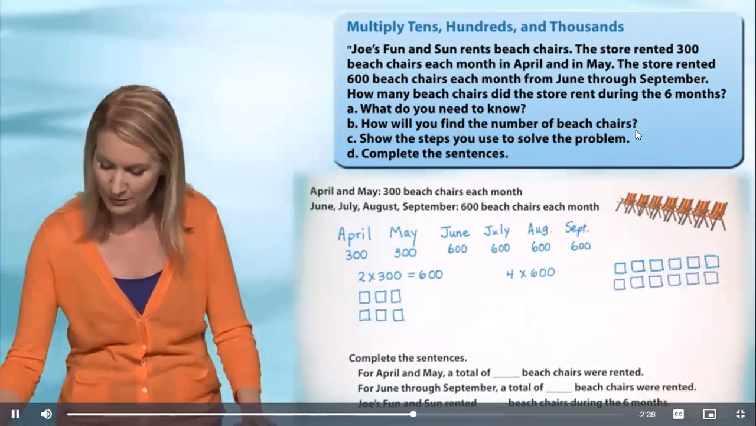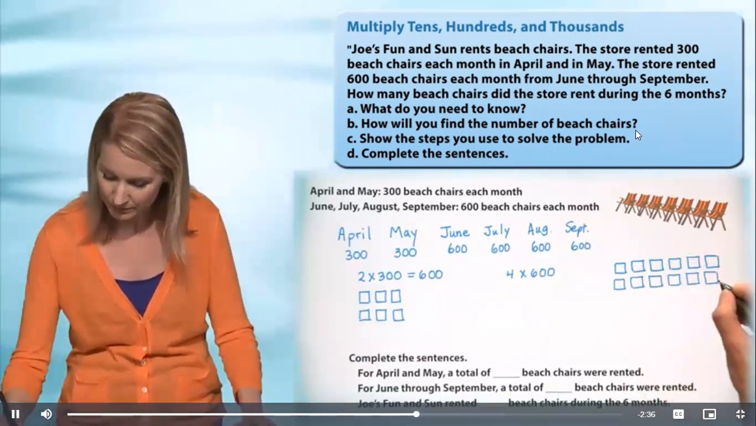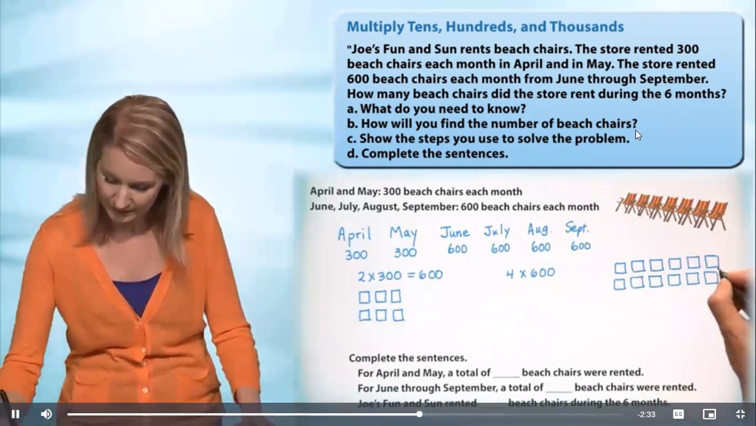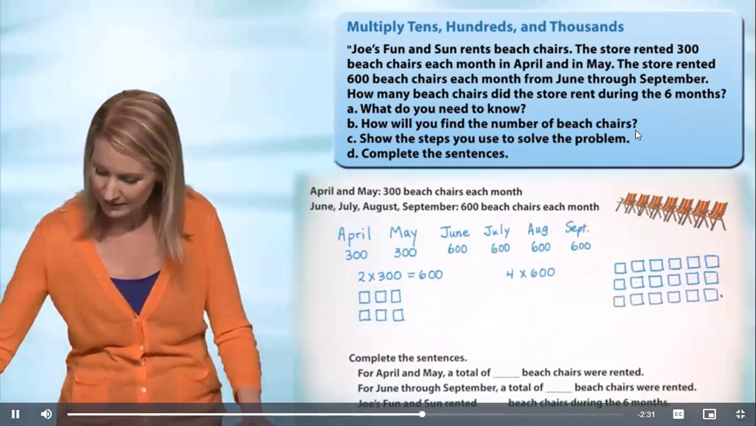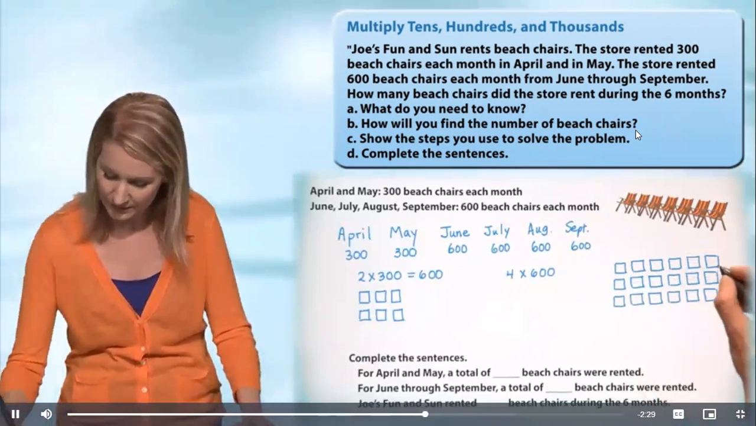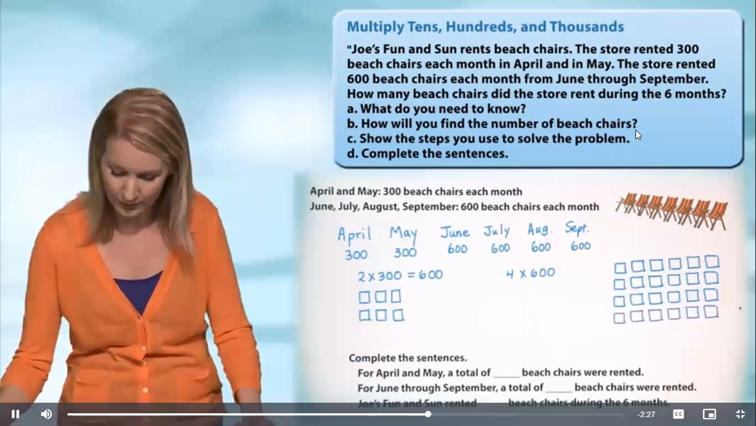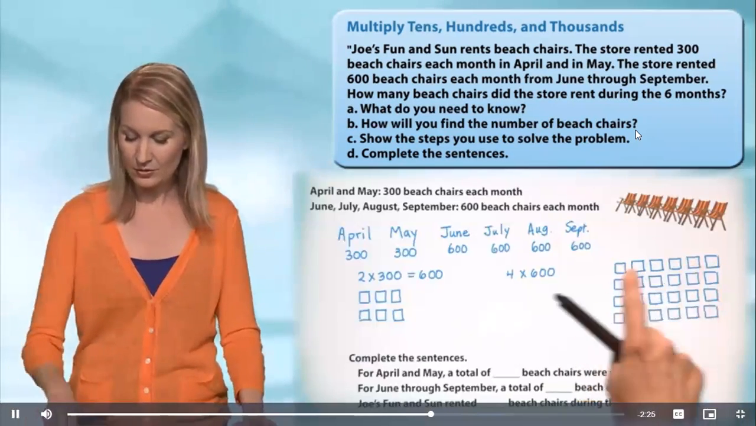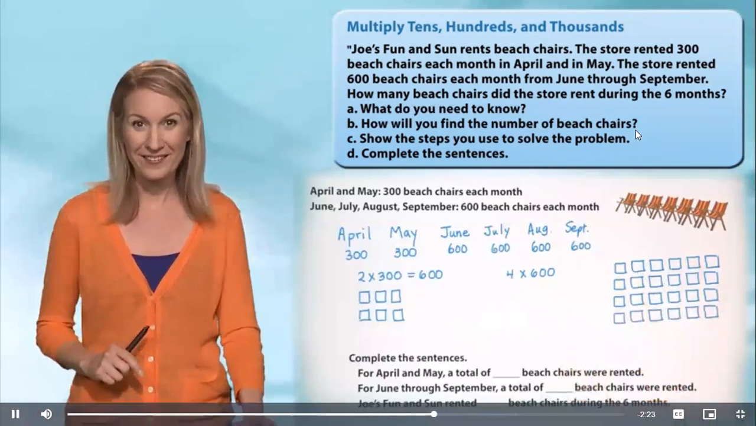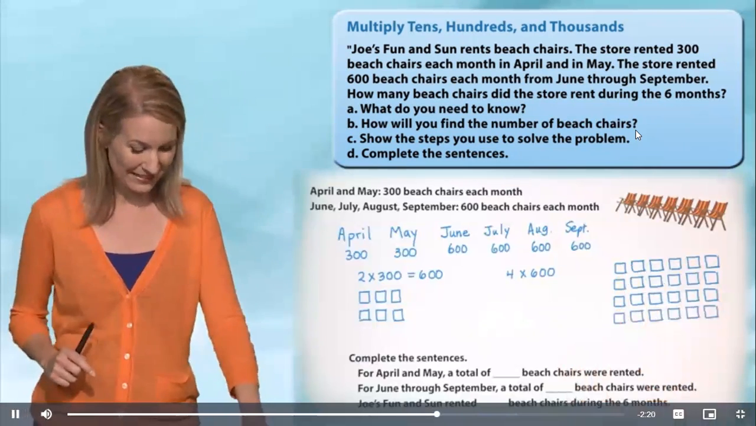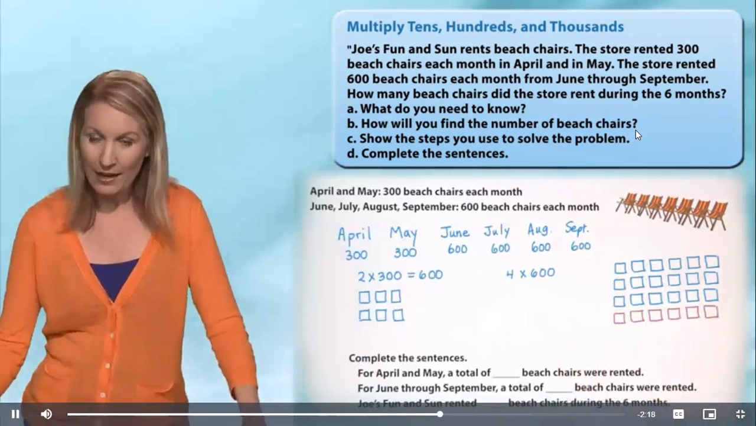Now, we want to show 4 times 600, so I'm just going to copy this. That would be times 2, wouldn't it? Times 3. And times 4. So this is 600 times 4. Okay, so what does that represent? Let's go ahead and count these up.